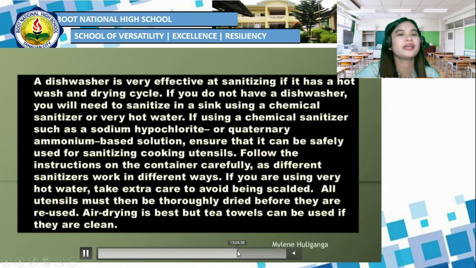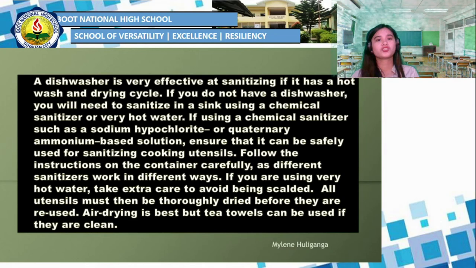Alright, now a dishwasher is very effective at sanitizing if it has a hot wash and drying cycle. If you do not have a dishwasher, you will need to sanitize in a sink using a chemical sanitizer or very hot water. Now, if you're using a chemical sanitizer such as sodium hypochlorite or quaternary ammonium-based solution, ensure that it can be safely used for sanitizing cooking utensils. Ano? So, kahit ano pa man ang gamitin ninyo na sanitizing compounds or methods, you should always be careful. But the very common sa atin naman is the dishwashing soap or the detergents. Ano? Okay. Next, let's have here the next one.